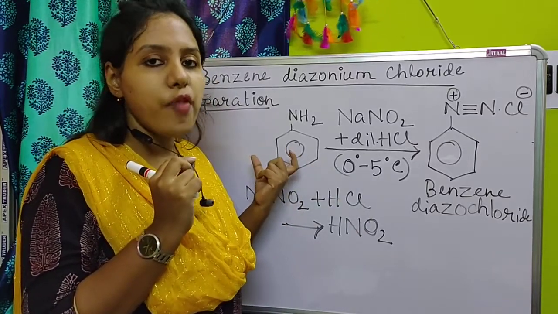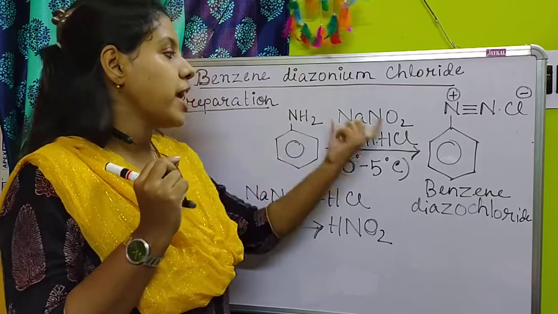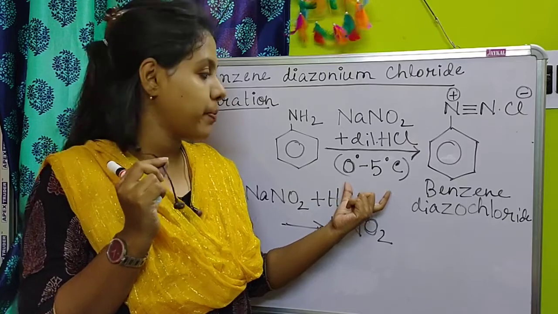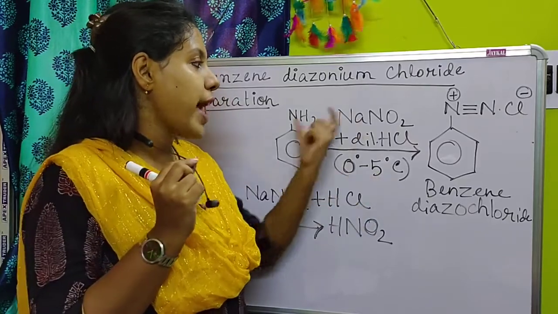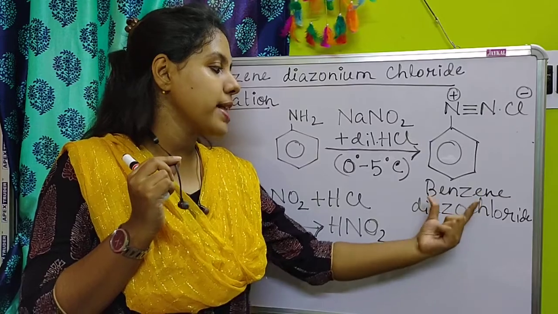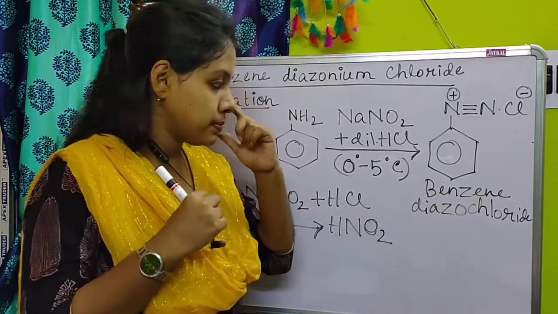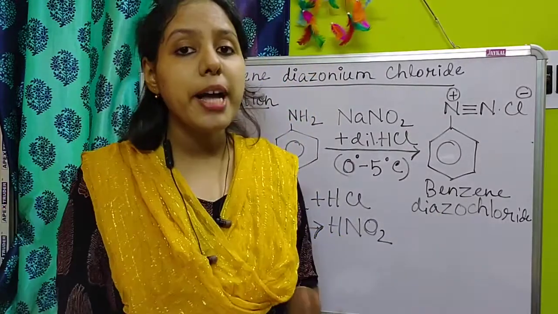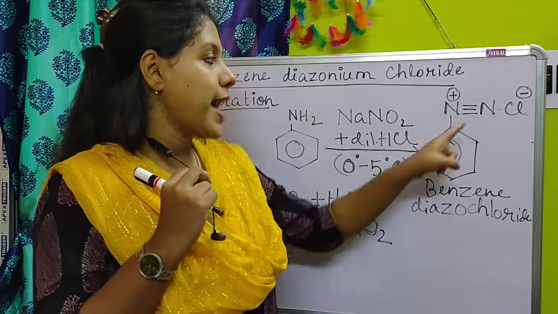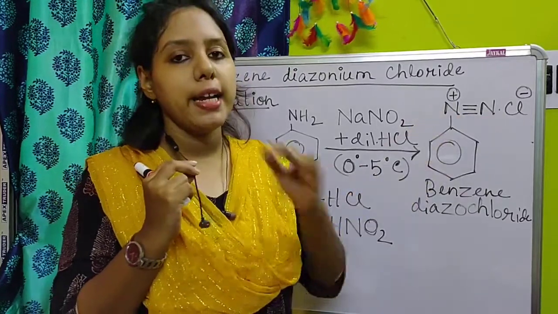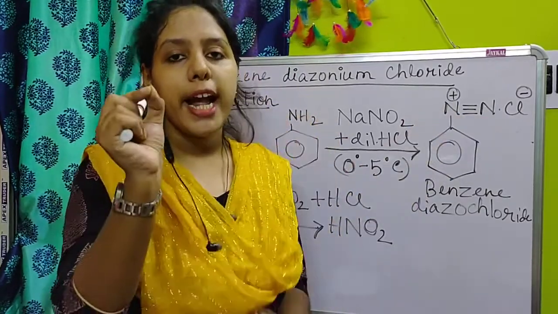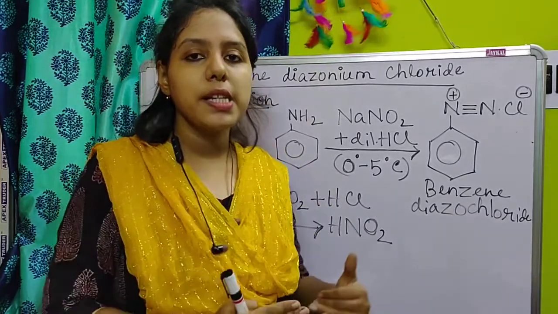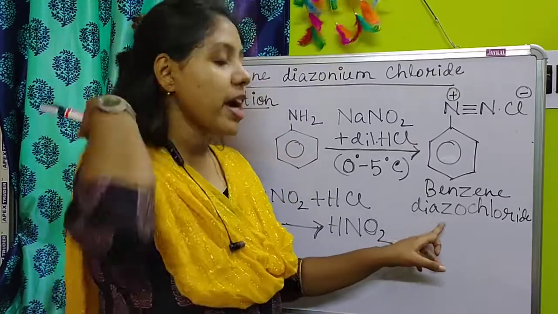The ice cold solution of aniline has to be mixed into this mixture at the temperature 0 to 5 degrees Celsius. After their reaction, they will give the product benzene diazonium chloride. So diazonium means what? Diazo means N triple bond N, that means N2, which we know as nitrogen. Whenever N2 is present in any compound, it is called diazo.